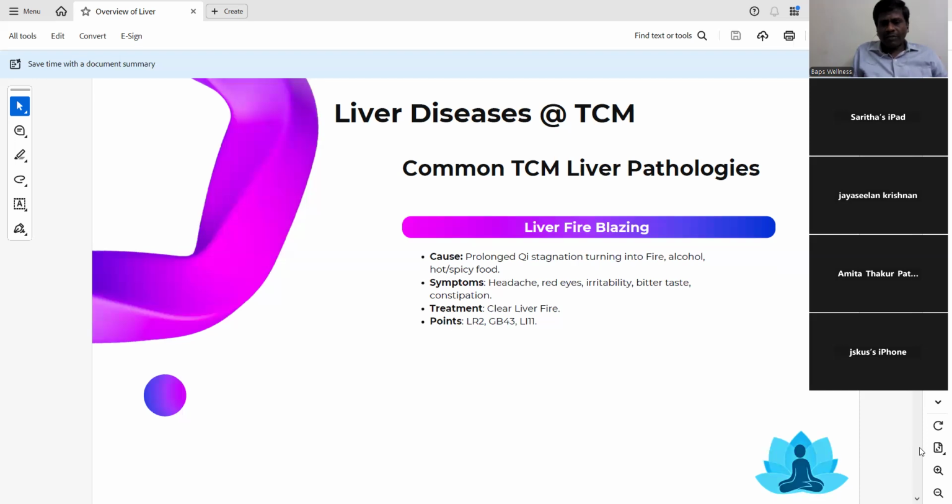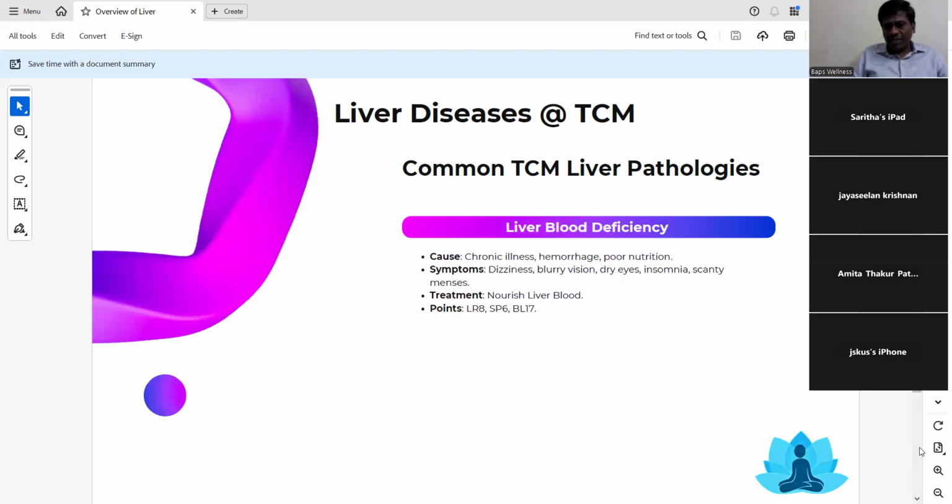Normally the point we use here is to sedate liver 2 and then enhance the yin part. You can use LI11 with liver 2. That combination acts as the fire engine point, LI11 and liver 2. Then GB43, and you can use liver 8 or K1 also along with this.